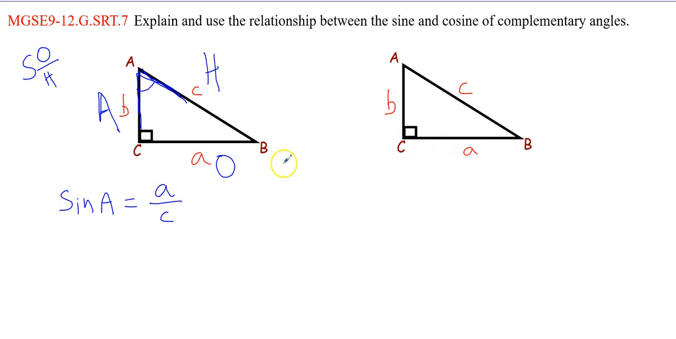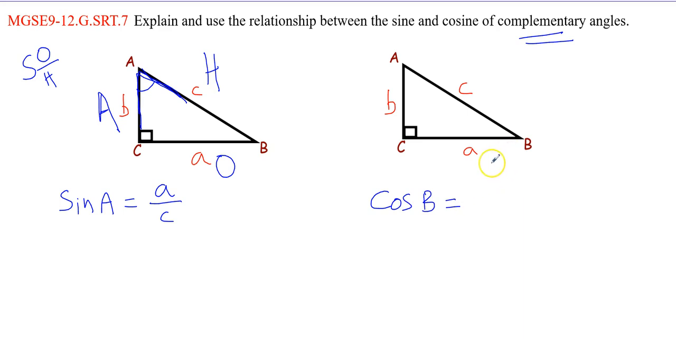In this triangle, like I said, it is just the same triangle. I copied it in order to see the relationship between the sine and cosine of the complementary angles. So now, using this second triangle, I am going to find the value of cosine B.